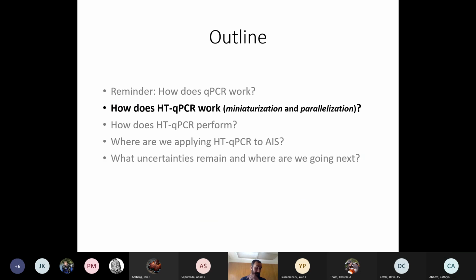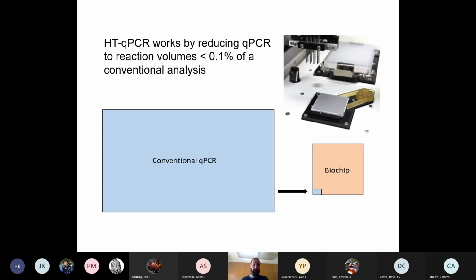So now we've done a little recap of how qPCR works, and that's going to help us understand how high throughput qPCR works. High throughput qPCR basically just works by reducing our qPCR reaction volumes to less than 0.1% of a conventional analysis. So here again, I'm going to use a cartoon to illustrate what I mean by this. Here, the blue rectangle is supposed to represent a conventional qPCR 96-well plate. So we can do 96 reactions on one plate of qPCR.